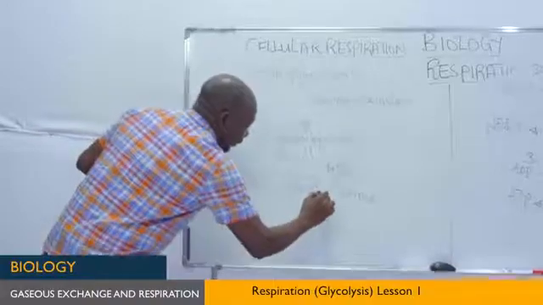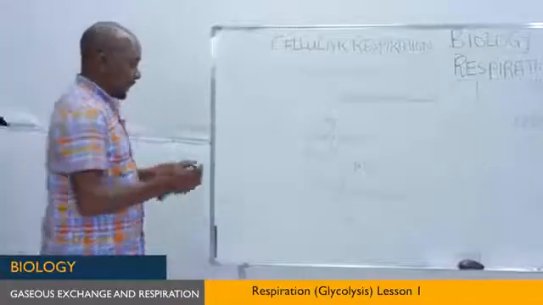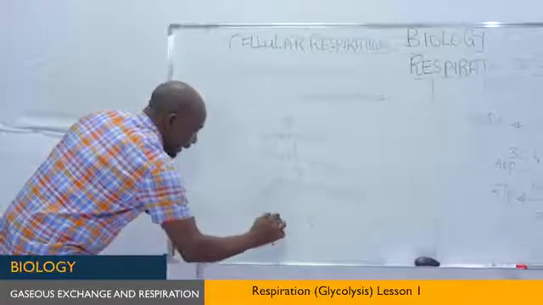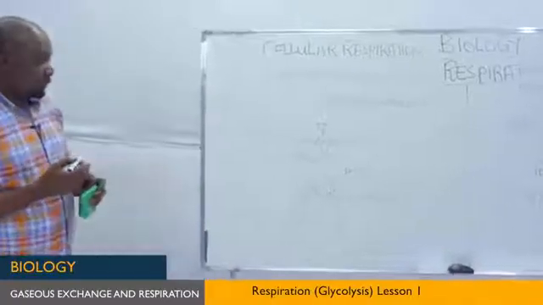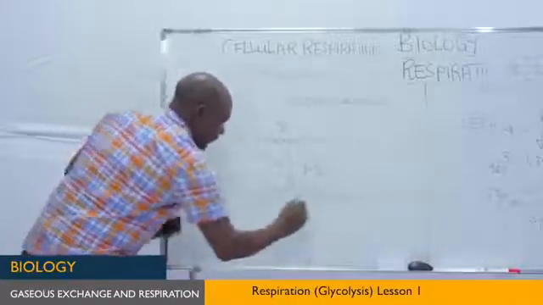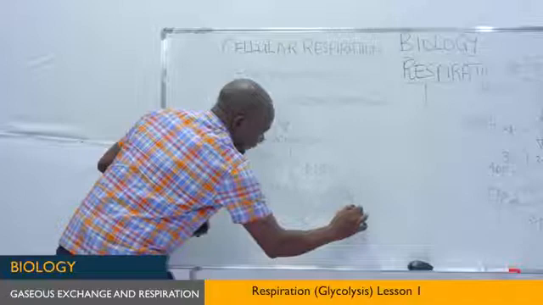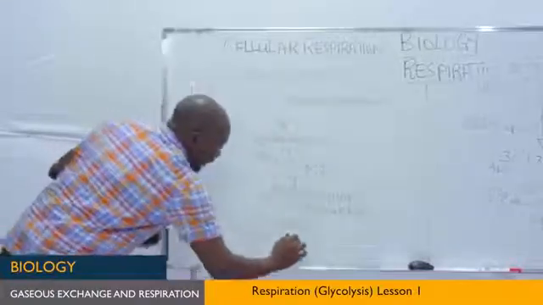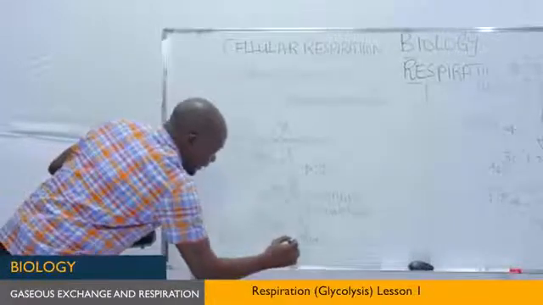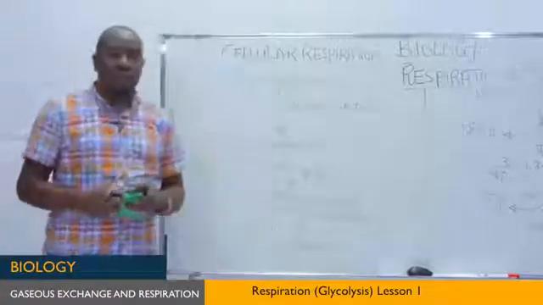Then the formed phosphoenolpyruvate is dephosphorylated. It loses a phosphate, and that phosphate combines with ADP to form ATP. And this is under the influence of the enzyme known as pyruvate kinase, forming pyruvate. The pyruvate is a 3-carbon compound. So the pyruvate is the end product of the glycolysis process.